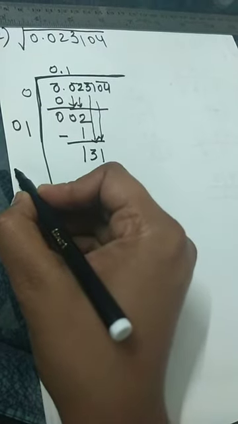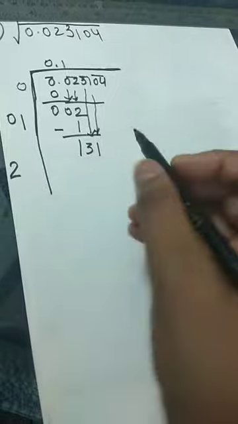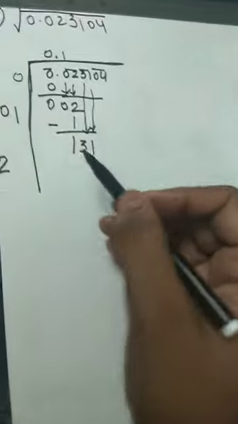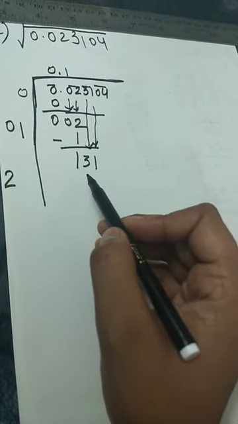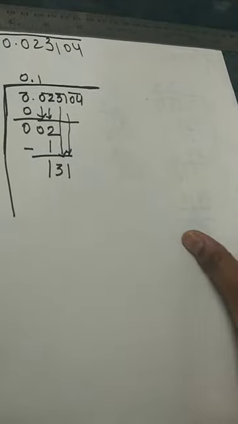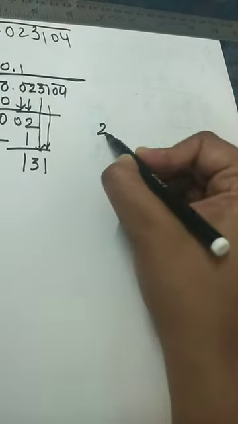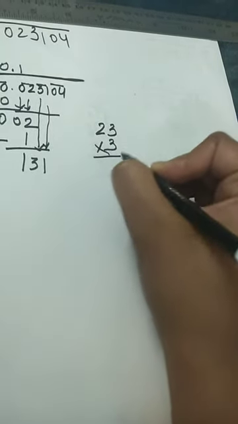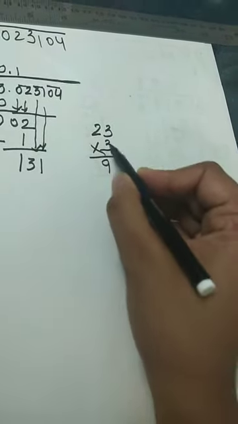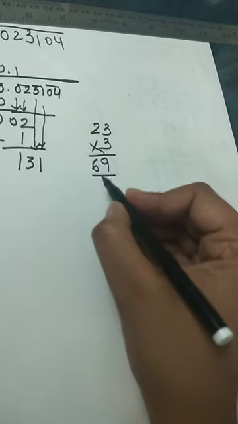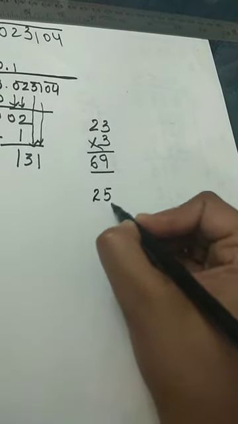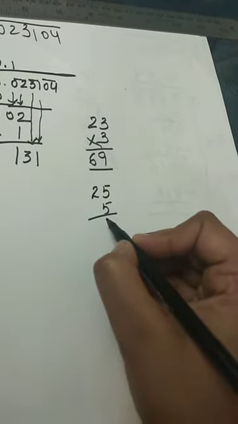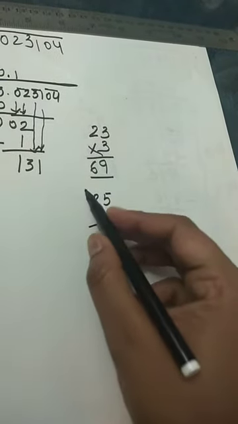Now we will double 1. Double of 1 is 1 into 2, that is 2. Now we have to think of a square number which is not greater than 131. So if we take 3, let's check. 3 3s are 9 and 3 2s are 6. Let us check by 5. 5 5s are 25 and 5 2s are 10 and 2 is 12.